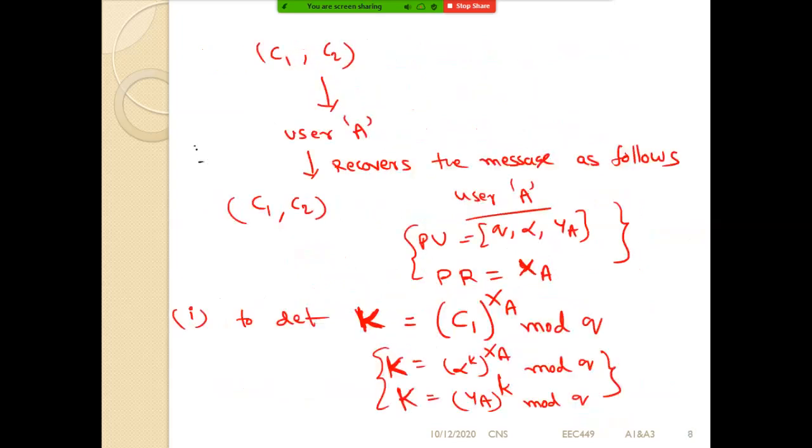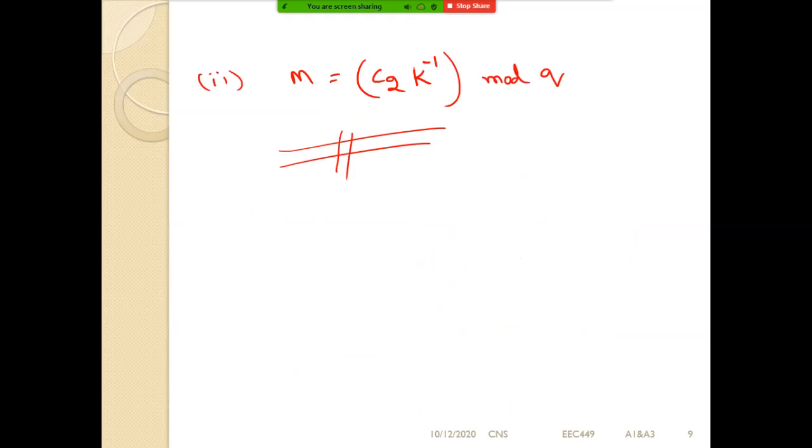Once it is received by the user A, how will we recover the message? We will first determine the capital K value, which is a secret key, using this equation: C1 power XA mod Q. XA is the private key, so only user A knows it, no other fellow. That is how we are maintaining some secrecy. Once we know that capital K, which is a secret key, next we can easily calculate the plain text or original message using this.